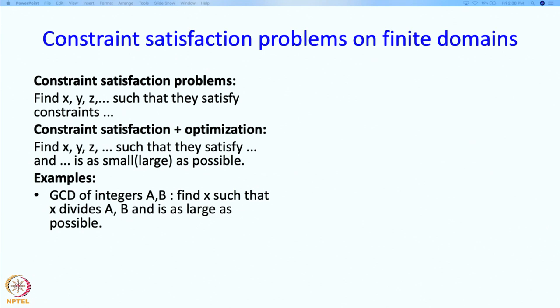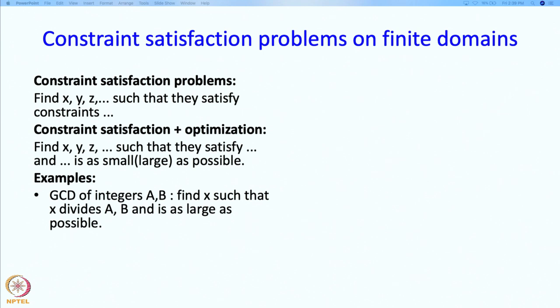We have seen the GCD problem earlier. The problem is, given two integers A and B, we want to find their greatest common divisor. Now we can think of this as a constraint satisfaction problem. How? Well, x is what we want to find, and the constraints that x has to satisfy are that x must divide A and B both. So it must be a common divisor. It must divide A and B both without leaving a remainder. And there is also an optimization angle. We want x to be as large as possible, satisfying these constraints.